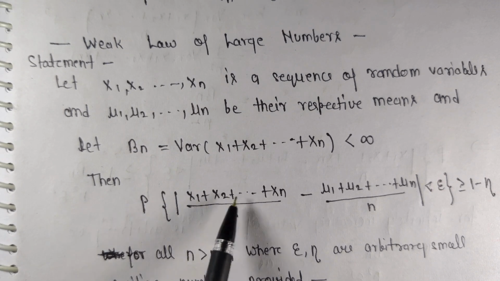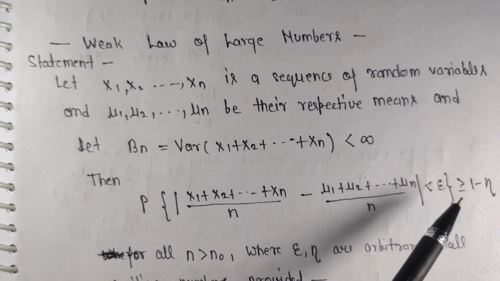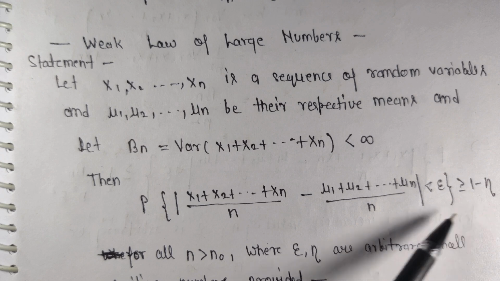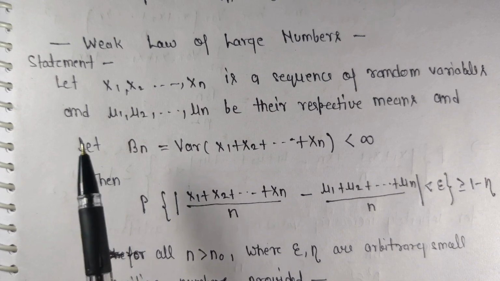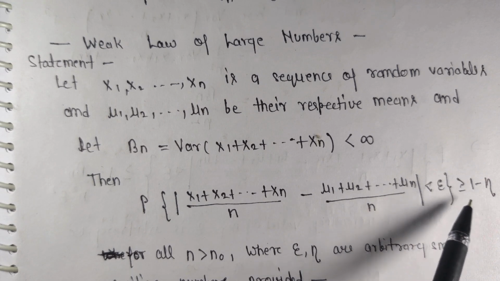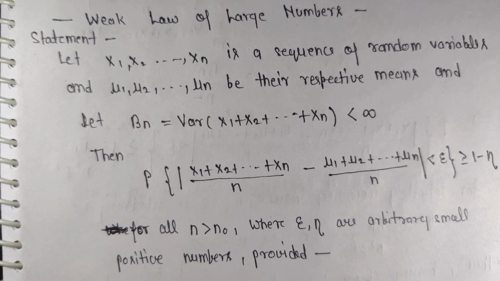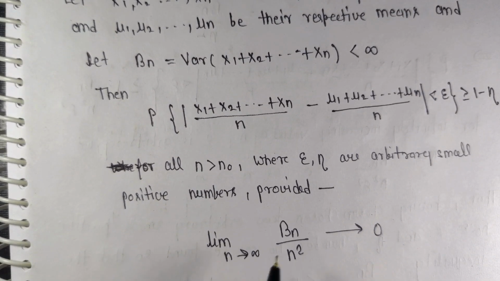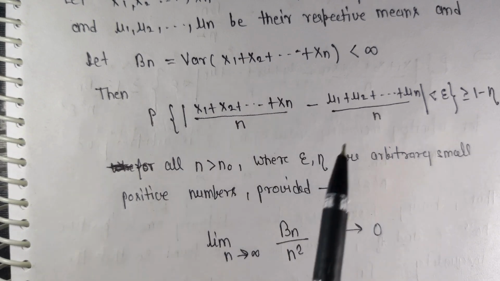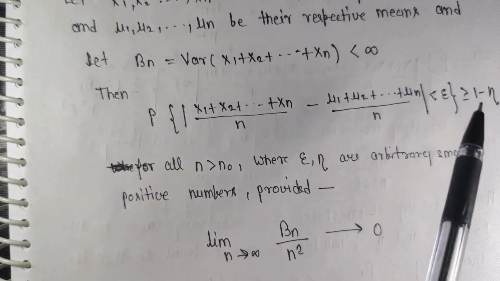Then probability that the average of x1, x2, ... xn minus the average of their respective means is less than epsilon is greater than or equal to 1 minus eta. So that means the average value of x1, x2, ... xn minus the average of their respective means is less than epsilon, which is greater than or equal to 1 minus eta, for all n greater than n naught, where epsilon and eta are arbitrary small positive numbers, provided the limit as n tends to infinity of Bn upon n square tends to 0. That means this will hold provided the limit as n tends to infinity of Bn upon n square tends to 0. Is it clear? So this is the statement part.